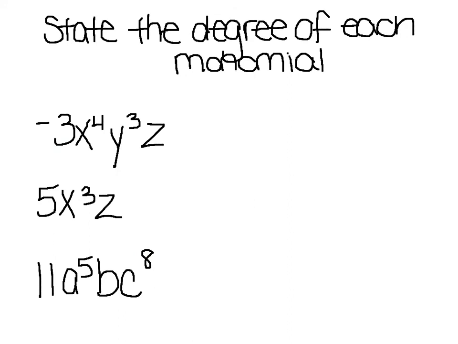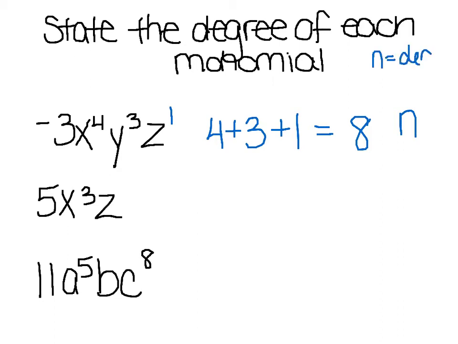So I want you to pause the video and try to state the degree of each of these following monomials. Okay, looking at these, we have 4 plus 3. Now there's a 1 implied, so plus 1 is 8. So the degree of this one is 8. Another notation that you might see sometimes is n. N does stand for degree. So you might see, at least me write, n equals 8. And you'll see that in other math courses, but it's not essential that you understand that right now.